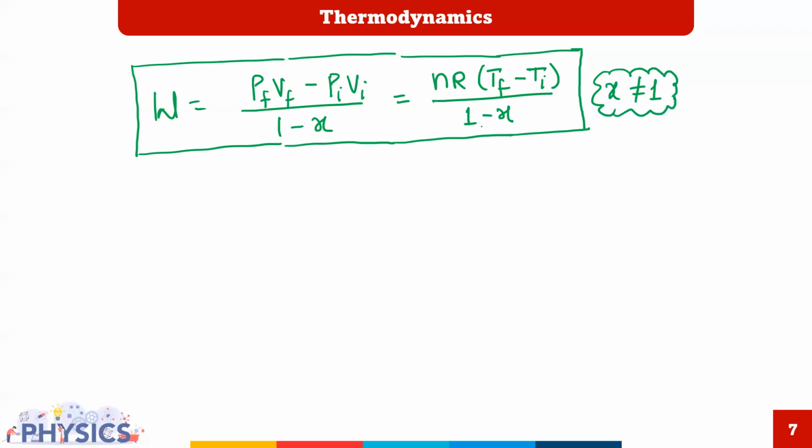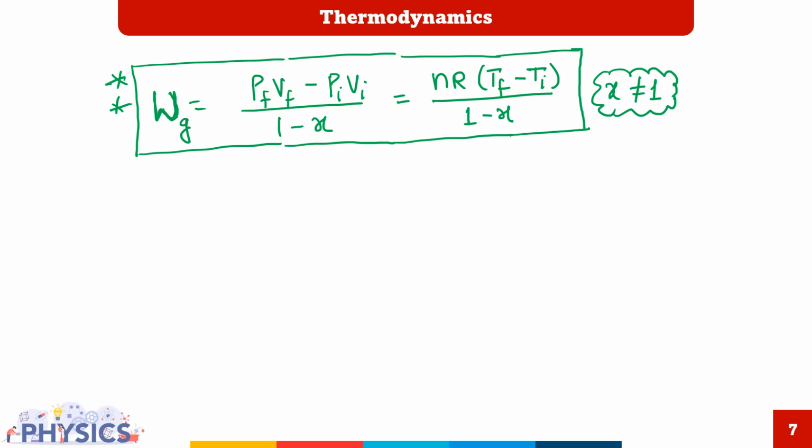Because if I put x equal to 1 here, then it will be nR (T final minus T initial) divided by 0, which turns out to be infinity. Work done by a gas cannot suddenly be infinity, which is not acceptable. So x equal to 1 is not acceptable. For that, we have to calculate the work done separately. We will see what the x equal to 1 processes are and calculate the work done for them. Except for that, for all other processes, I can write the work done formula as this. And remember, this is the work done by the gas.